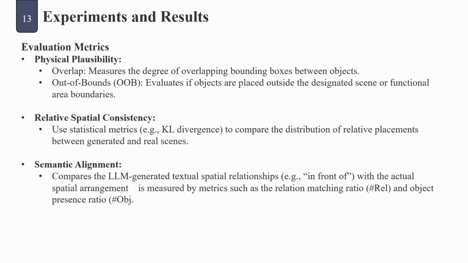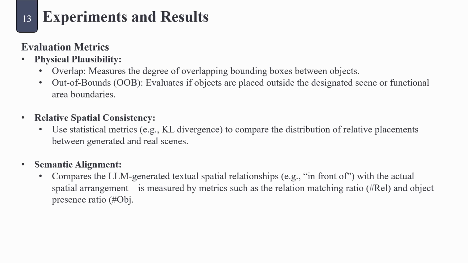Several metrics were used to evaluate the generated scenes. First, for physical plausibility, they check how much the object bounding boxes overlap and whether any objects appear outside their designated boundaries, which they refer to as out of bounds. Next, to assess relative spatial consistency, they use statistical measures like KL divergence to compare the distribution of relative placement in the generated scenes with those in real scenes.